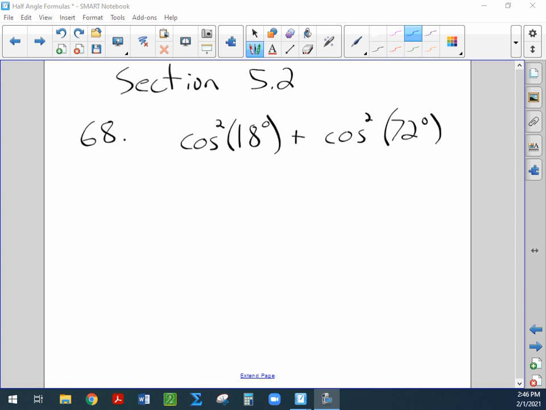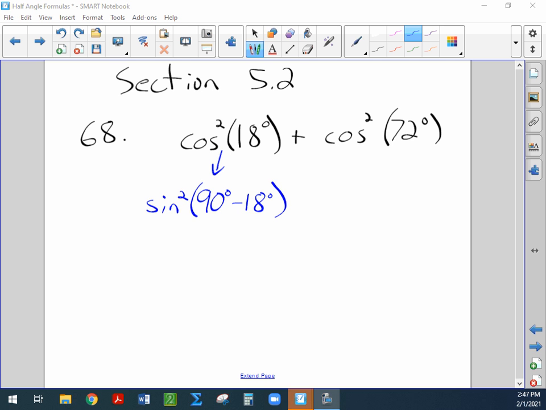Okay, for number 68 from section 5.2, it's an interesting problem that does not necessarily just come to your brain on how to solve. So we're going to use that unique property of the co-function identity to make something happen here. And specifically what we're going to do is say, you could do this with either angle, but I'm going to say that cosine squared of 18 degrees is the same thing as sine squared of 90 degrees minus 18 degrees.